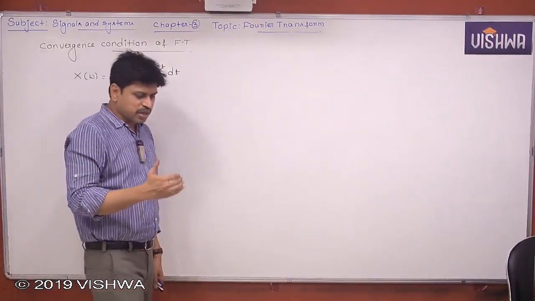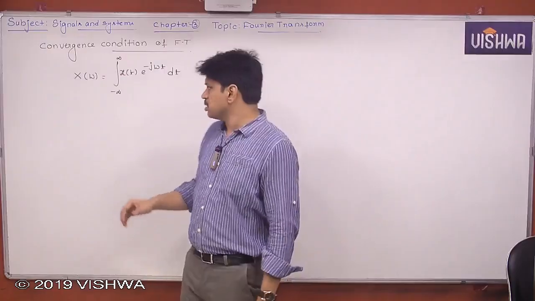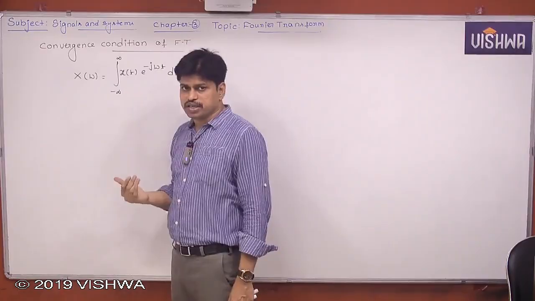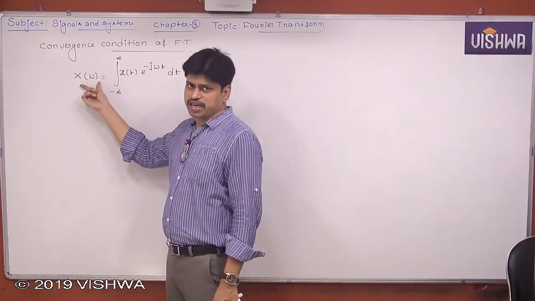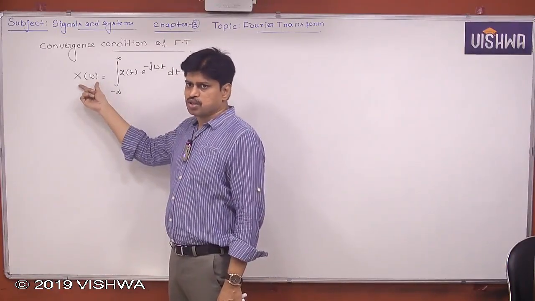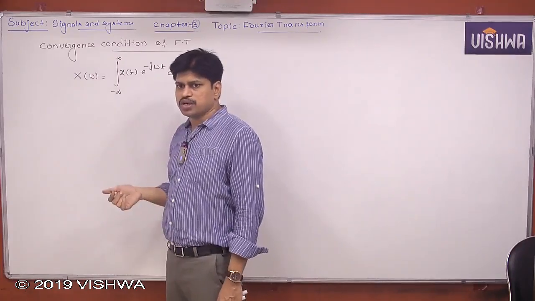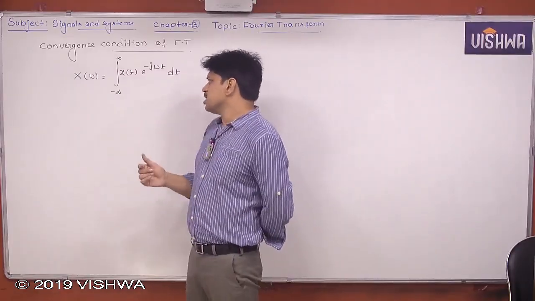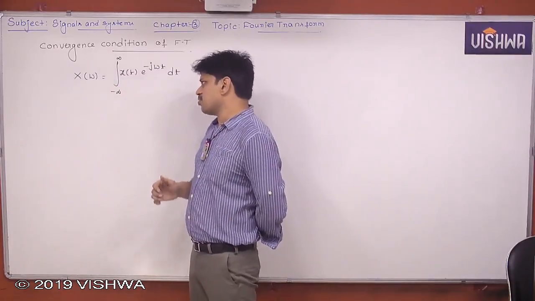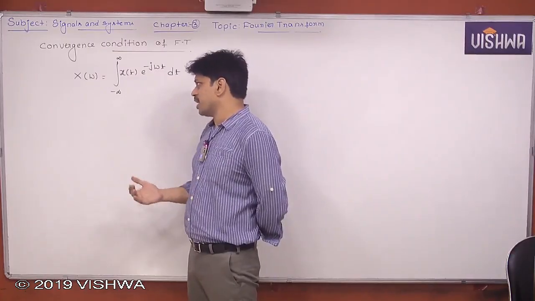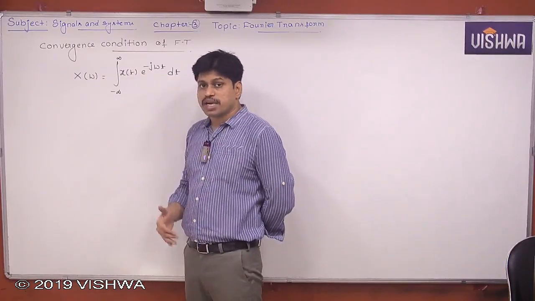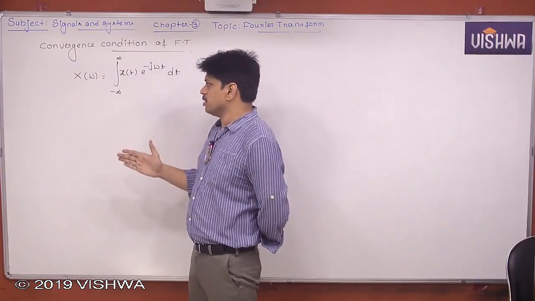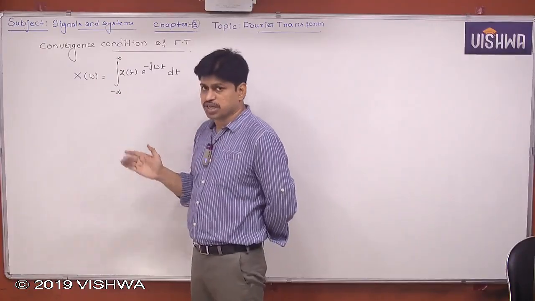So what do we mean by that? The Fourier transform is converging means this X of omega, or this integral value, should not be infinity. This value must be finite for all values of omega. If you consider different omega values, you should get finite values. So I can simply say X of omega is converging, or X of omega is finite, or simply that X of omega is bounded. Understood? X of omega has to be bounded, then we can say it is converging.